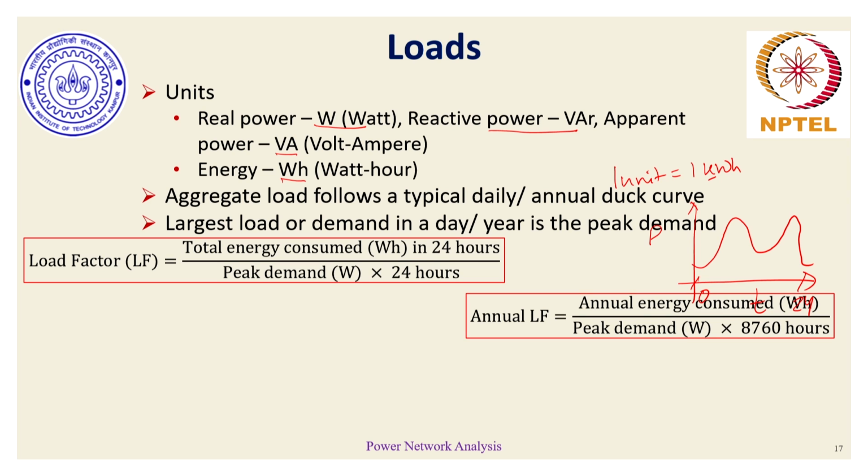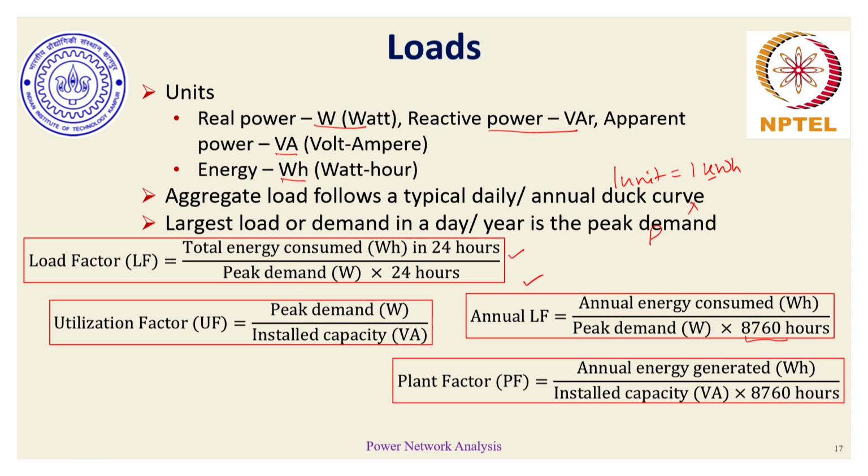There is a way in which this load variation can be monitored or quantified, and that's where different indices come in. To define load factor for a typical day, it is the total energy consumed in 24 hours divided by the peak demand. If you define it for annual behavior, the 24 hours gets replaced by a year, with the annual energy consumed over the typical 8760 hours in a year. We also have two other indices, utilization factor and plant factor. Utilization factor is the ratio between peak demand and installed capacity, whereas plant factor is the annual energy generated divided by the installed capacity over the entire year.